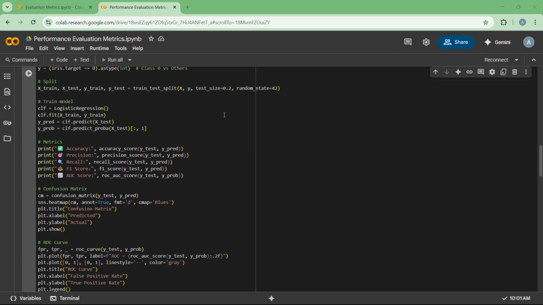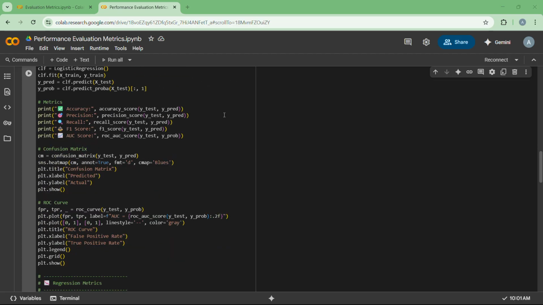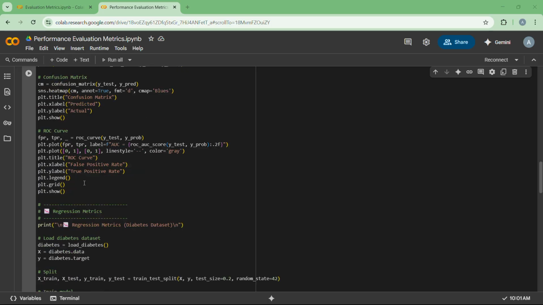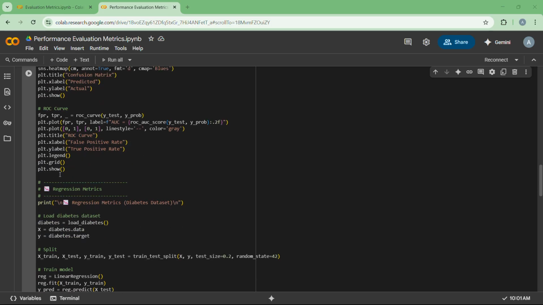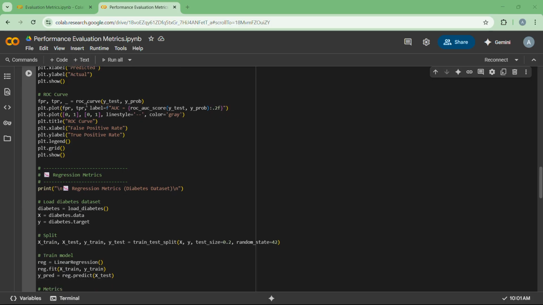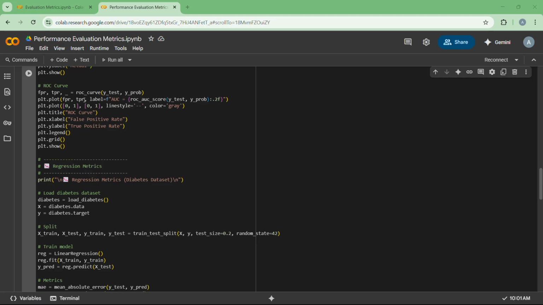So here the metrics are accuracy, precision, recall, F1 score, and AUC score. In the confusion matrix, this is the code to find these values, like accuracy, precision and so on. And this is for ROC. We are using two labels: false positive rate and true positive rate. This is the code for the ROC curve plot.